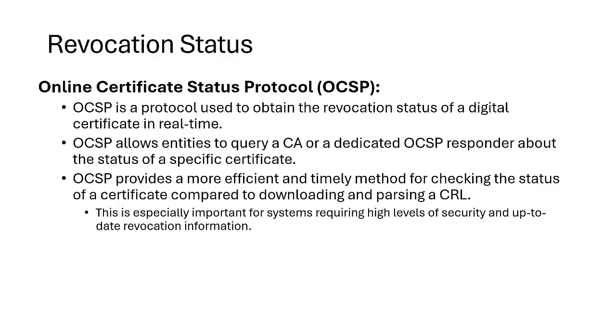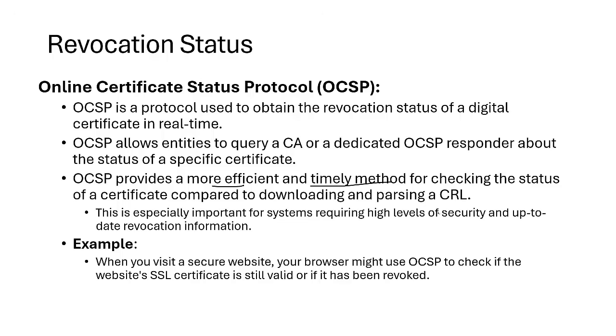Okay. So OCSP provides a more efficient and timely method for checking the status, and requires the connection between the client and server to be secure. So when you visit a secure website, your browser might use OCSP to check if the website certificate is valid or not. So OCSP is the online process, immediately check. CRL is the offline process.